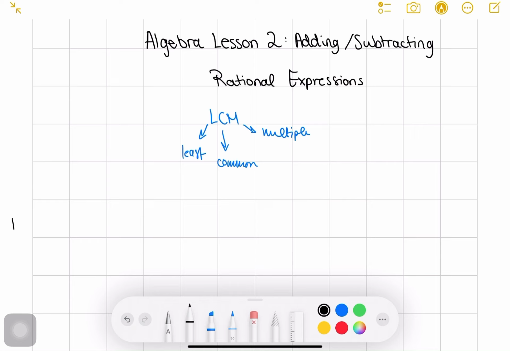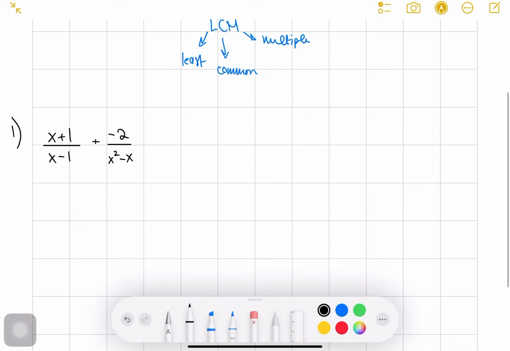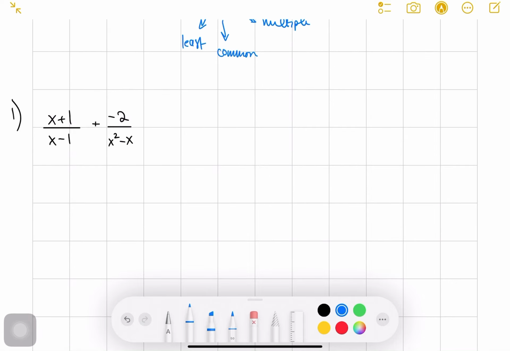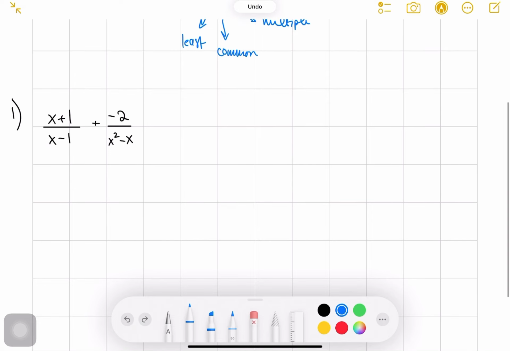So let's start out with an example. x plus 1 over x minus 1, plus, minus 2 over x squared minus x. Okay, so let's take a look at this expression. The first section of the expression already looks pretty simplified, so we're going to leave it as is. Moving on to the second expression, it needs a little simplification. So we're going to rewrite the first part of the expression. You can do this with me if you want to try it out yourself, or pause the video and solve as needed.